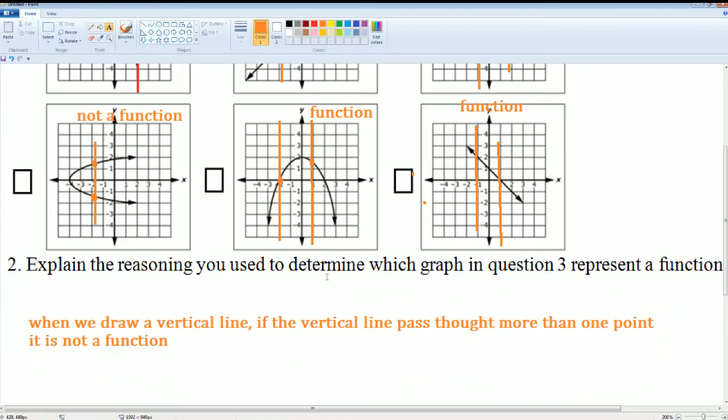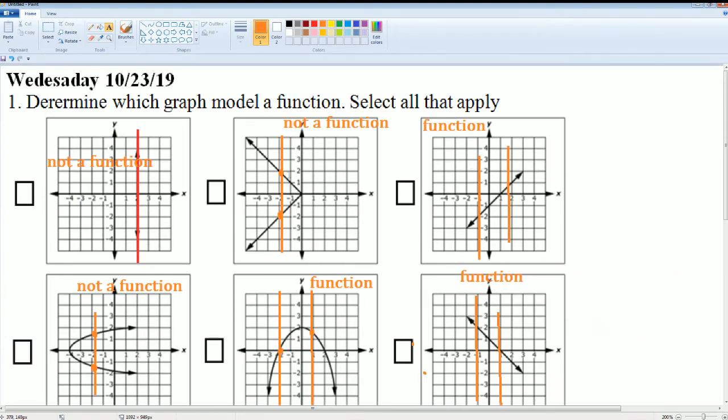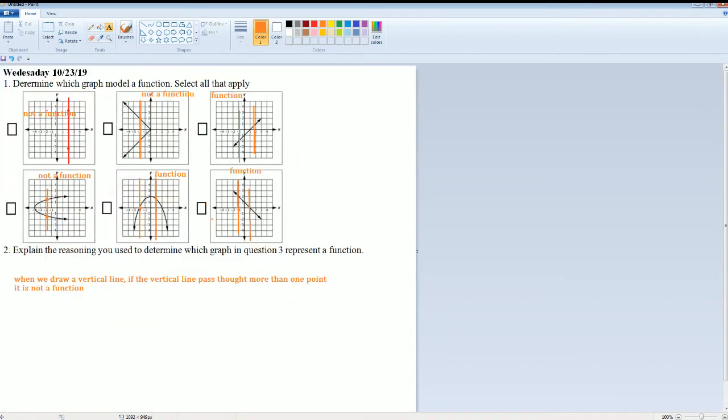All right, let me explain if you want to see this in a different way. If not, and you're happy with the solution, that's it. You could stop the video here. That's basically all your solutions for Wednesday. But I want to give you another way of thinking about how to see if it's a function or not.